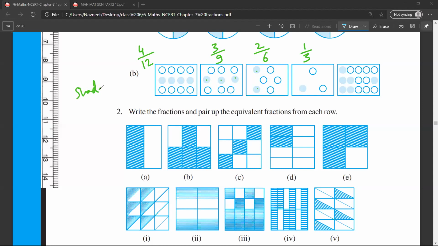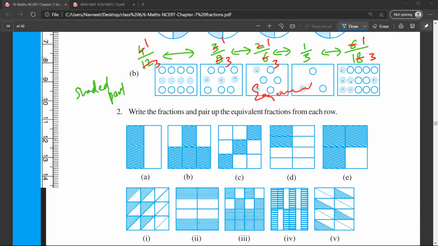Now I'm talking about the shaded part only. This I can write as 1, 2, 3, 4, 5, 6. 6 by 18. So if I look at all these fractions closely, I can write this as 1 by 3. Again, this as 1 by 3, this as 1 by 3, and this again as 1 by 3. Mr. Sarthak, is it okay? Yes, sir. So these are equivalent fractions.